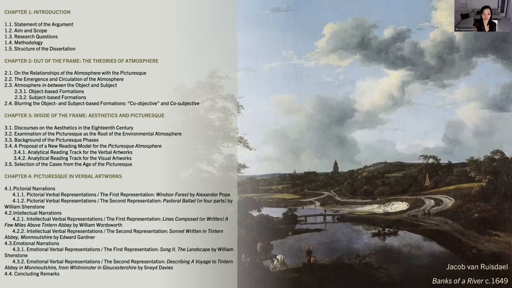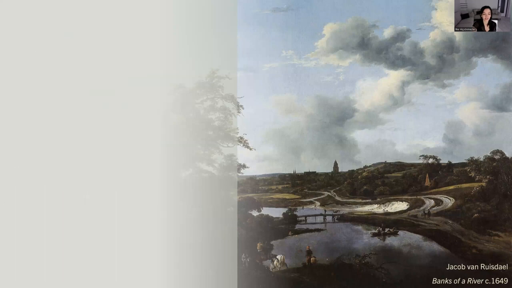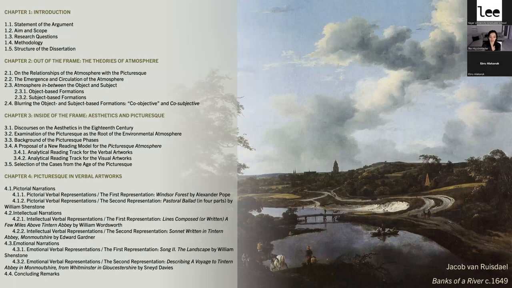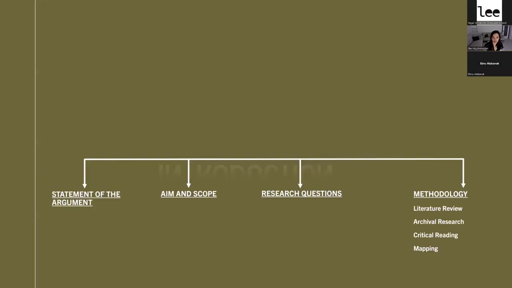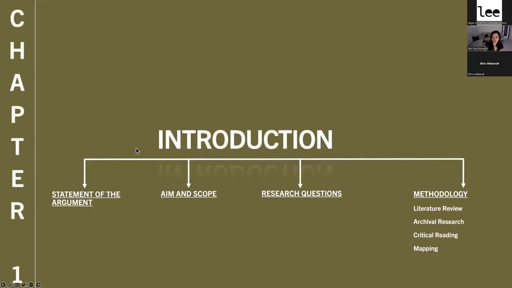The thesis starts with the theories of the atmosphere, which carries the picturesque out of the frame, and continues with the aesthetics and picturesque. In this respect, the examples of the picturesque in verbal artworks form chapter 4, and the examples of the picturesque in visual artworks constitute chapter 5. There is also an epilogue part, which undertakes the role of the whole summary of the thesis. So, starting with the first chapter, these are the main issues that I discussed in the introduction part.